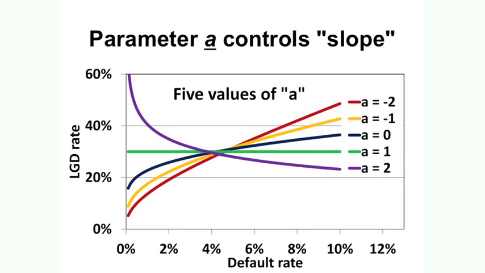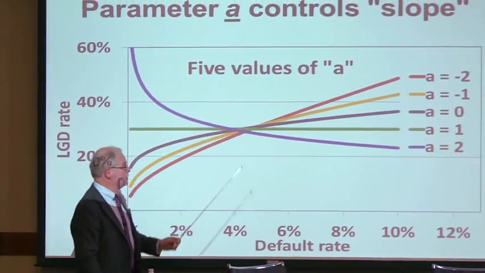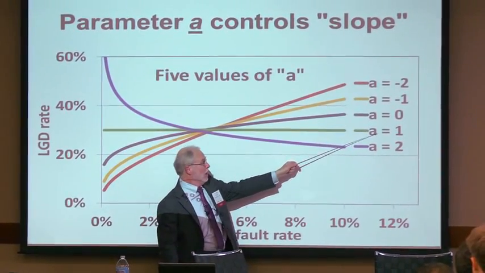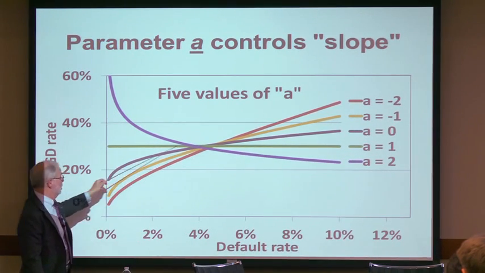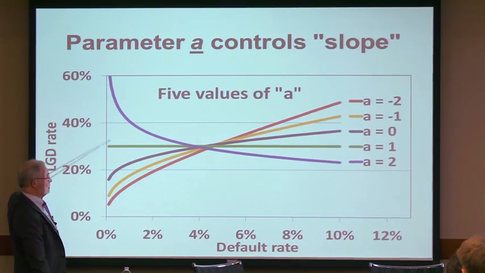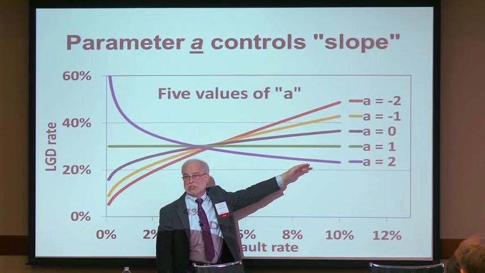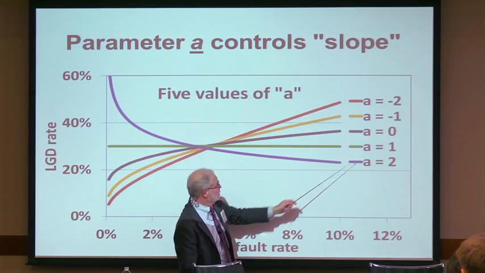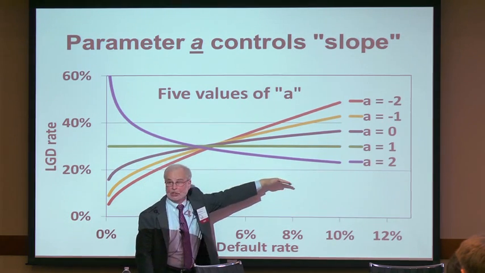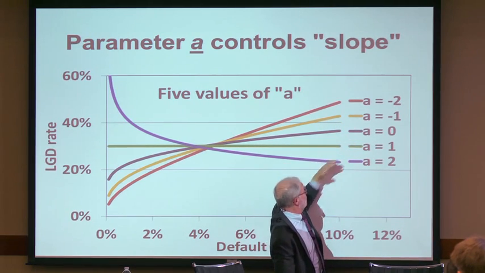So now I'm going to try to show you that this darn thing works. Here's the way the function works when you augment it by A. I've shown you five different functions here. One of them is where this parameter A takes the value 1. When that happens, you just get a constant function. LGD is always, well, 30% in this case, no matter what happens to the default rate. There's no sensitivity at all. And you make A bigger, like 1 or like 2, and lo and behold, it's actually downward sloping then. Or you make A smaller, and you get something upward sloping.